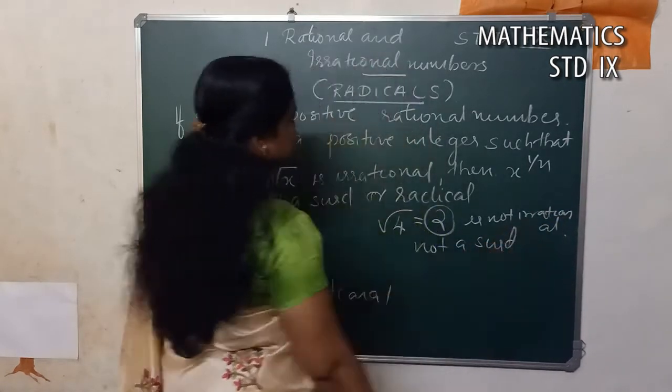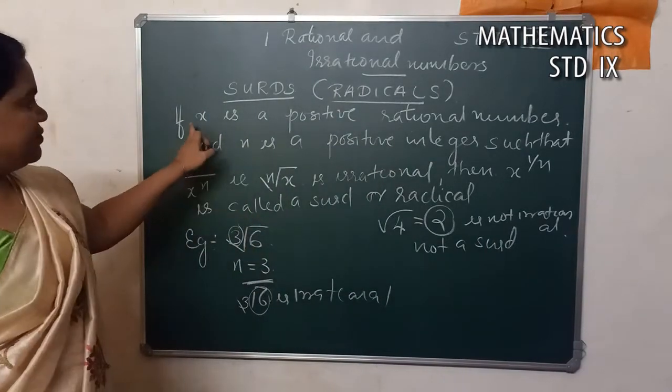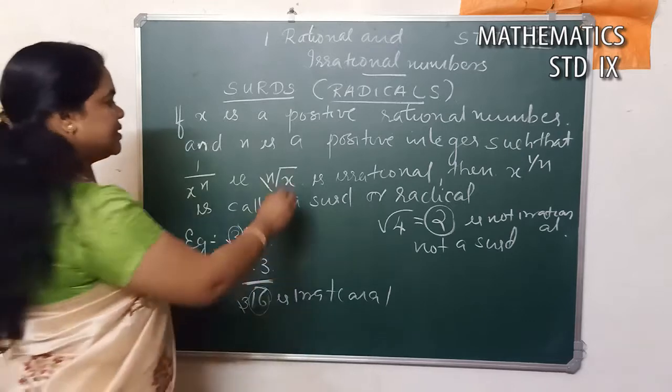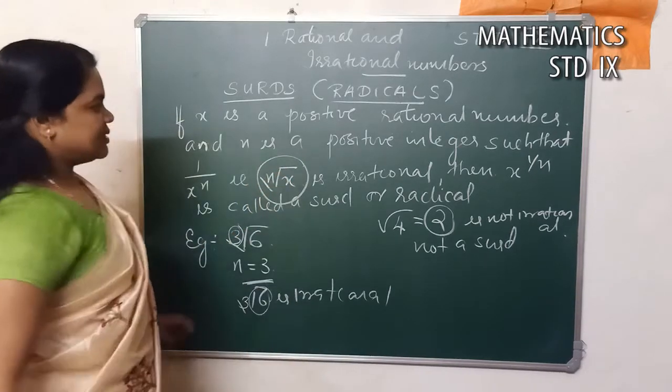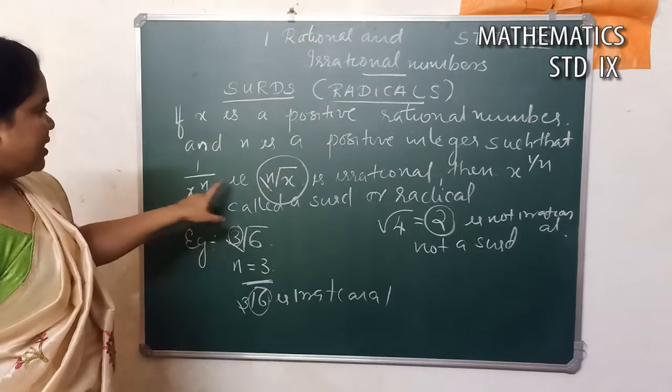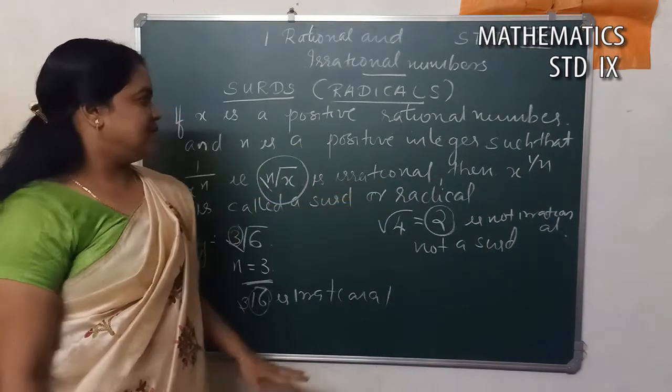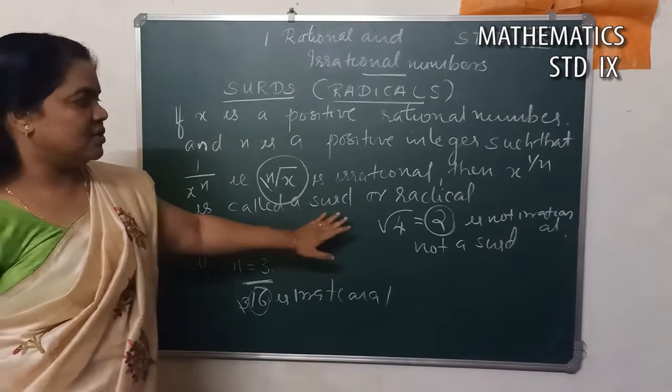These are called surds. What is a surd? If x is a positive rational number, n is a positive integer, and x raised to 1 by n, that is the nth root of x, is irrational, then x raised to 1 by n is called a surd or radical.